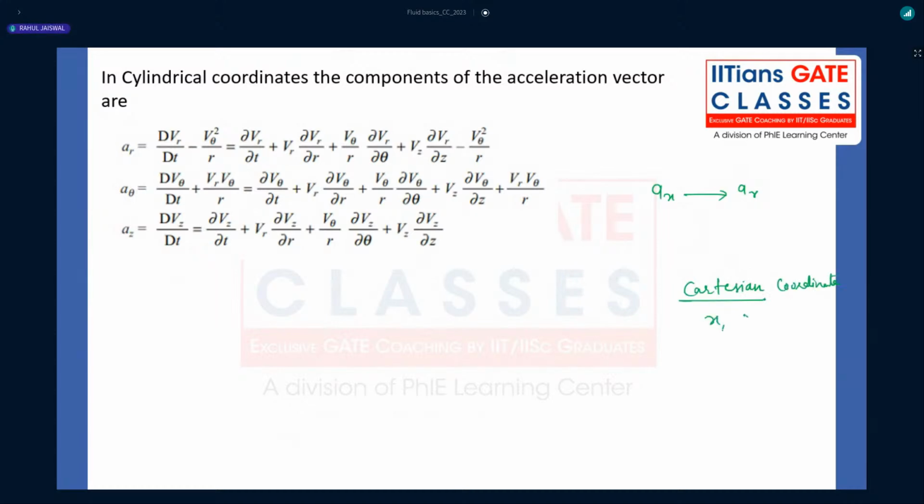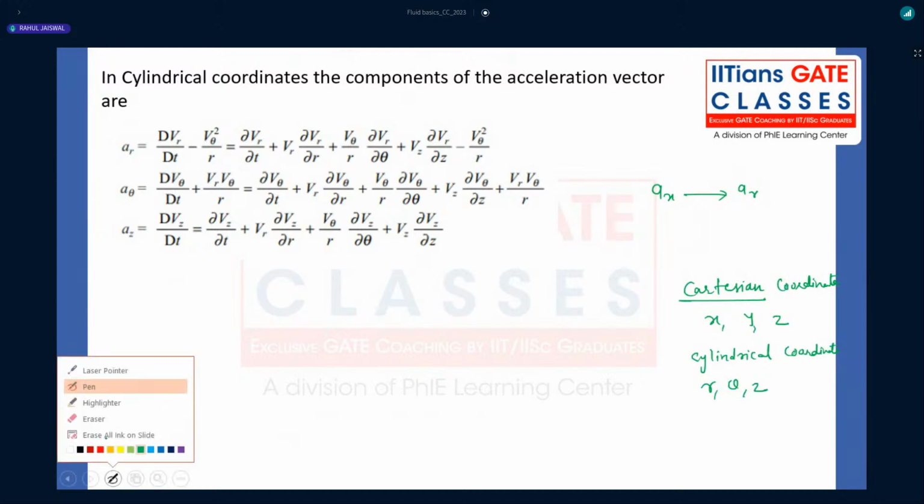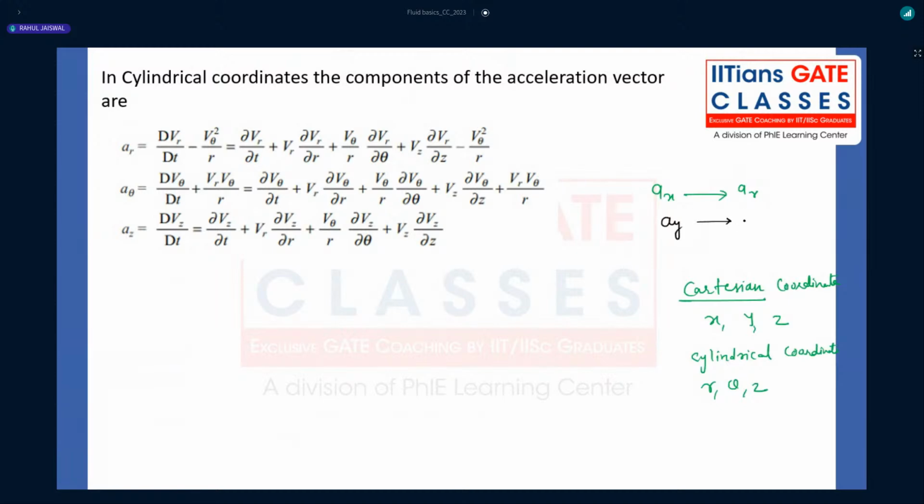in Cartesian coordinates you have x, y, and z. In the cylindrical coordinate system, you have r, theta, and z. That means one will be the radial direction, one will be the angular direction, one will be the azimuthal direction, right? So ax will be ar, ay will be a theta, and the acceleration in the z direction will be the same: r, theta, and z.